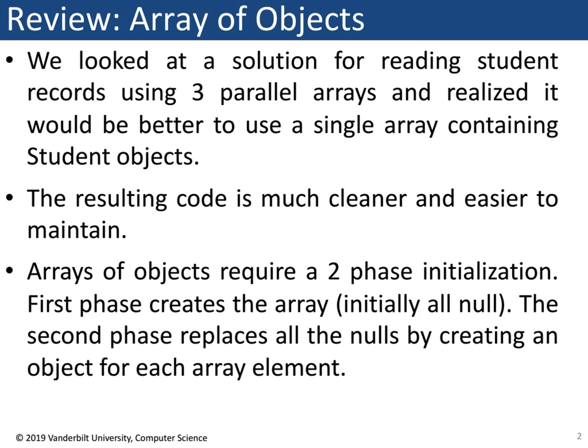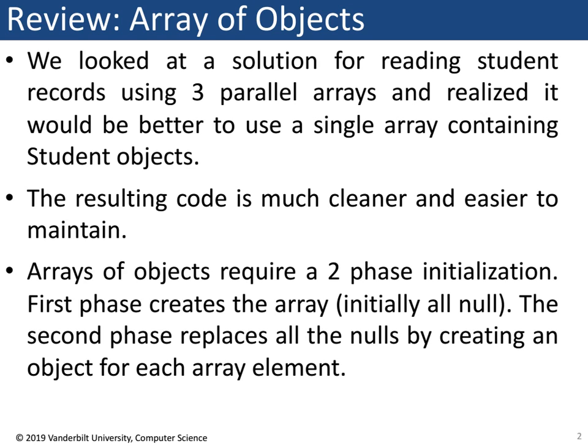In the last lecture, we looked at a solution for reading student information from a file and storing it and then printing out a subset of that information into another file. In the initial solution, we used three parallel arrays, one for the student name, one for the student age, and one for the student GPA. Then we said maybe we can do this better if we use a single array of type student, where the student is an object that can store age, name, and GPA.